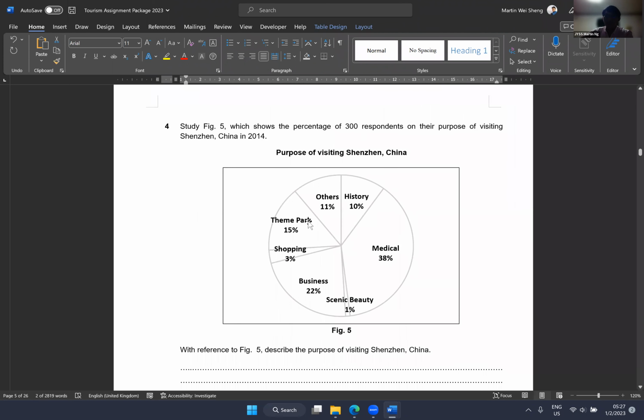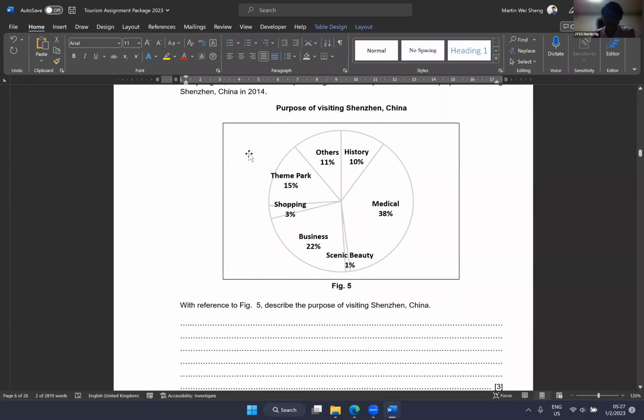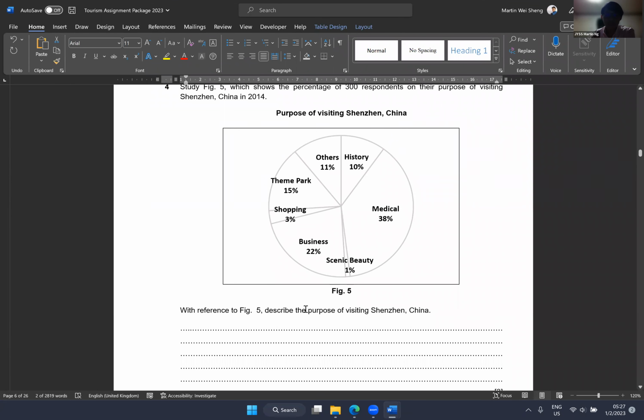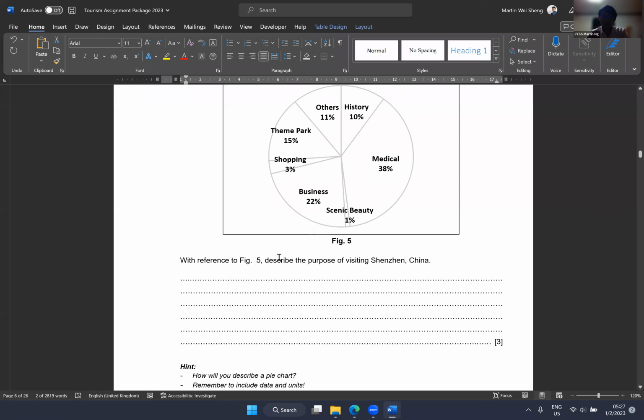Question 4, pie chart. Study figure 5, which shows the percentage of 300 respondents and their purpose of visiting Shenzhen, China. With reference to it, describe the purpose of visiting Shenzhen in China. Basically this is asking you to describe a pie chart. Always remember, describe the highest percentage, the lowest percentage, and finally describe any other significant observations. This is your standard pie chart description.